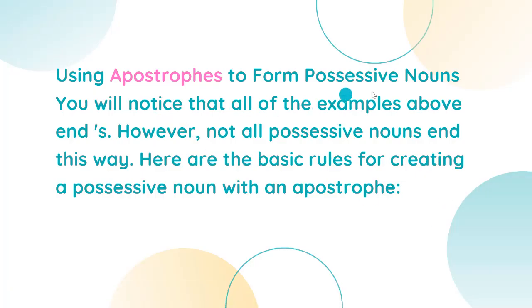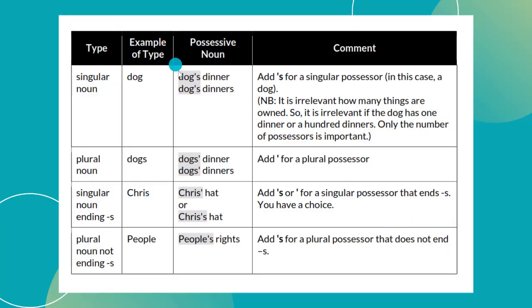Then using an apostrophe to form possessive nouns, you will notice that all of the examples above end in apostrophe s. However, not all possessive nouns end in this way. Here are some basic rules for creating a possessive noun with an apostrophe. For example, a singular noun: dog, dog's dinner, and dog's dinners. Add apostrophe s for a singular possessor, in this case dog. It's irrelevant how many things are owned, so it's irrelevant if the dog has one dinner or 100 dinners. Only the number of possessors is important. So it doesn't matter how many of these. What matters is the apostrophe s, because the dog is singular.